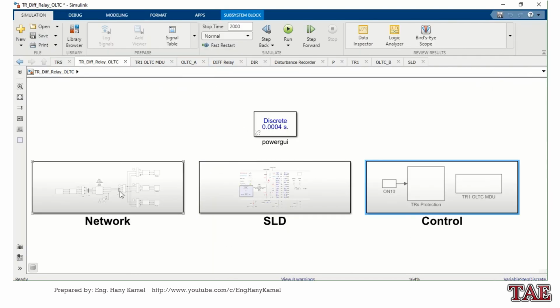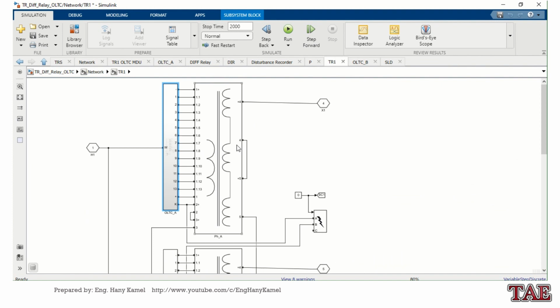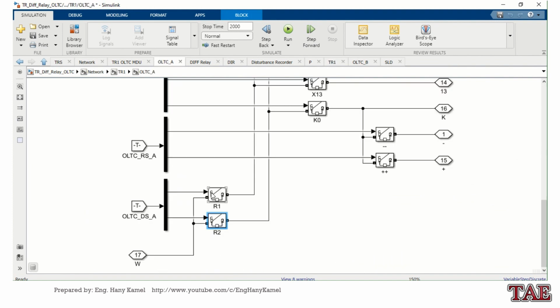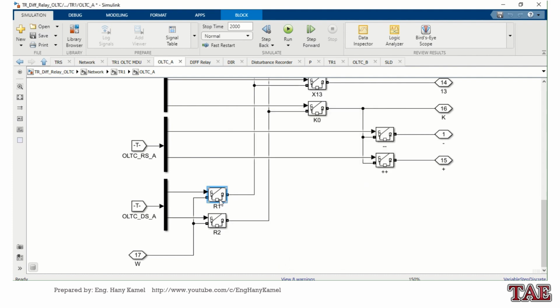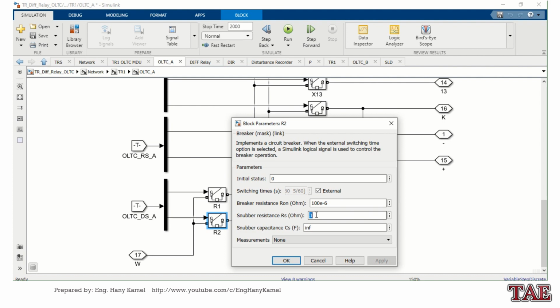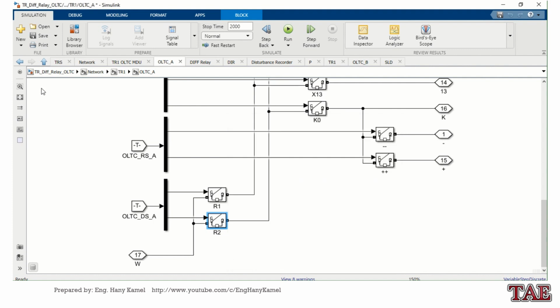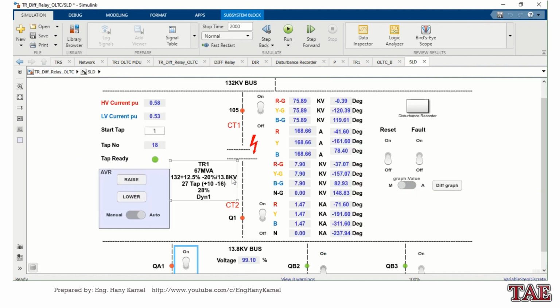Now I will start the problem in the tap changer. I will make damage in one resistor. For example, it was 3 ohm or 6 ohm before. I will make it 6 kilo ohm, meaning a bad contact or a problem in the resistor. Now I will start the simulation again.